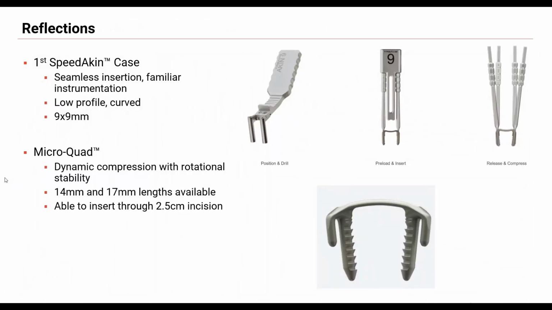So yeah, just to reiterate, we talked about this earlier, but the Speed Akin, it's a speed plate. So it goes in just like a speed plate does. The images here show you the positioner and the drill guide. The preload and insert is just like your traditional speed plate. It's just a miniature version, 9x9. The difference here is the curvature to the dorsal bridge, and that really is nice. It sits really smoothly along the medial cortex of that phalanx.